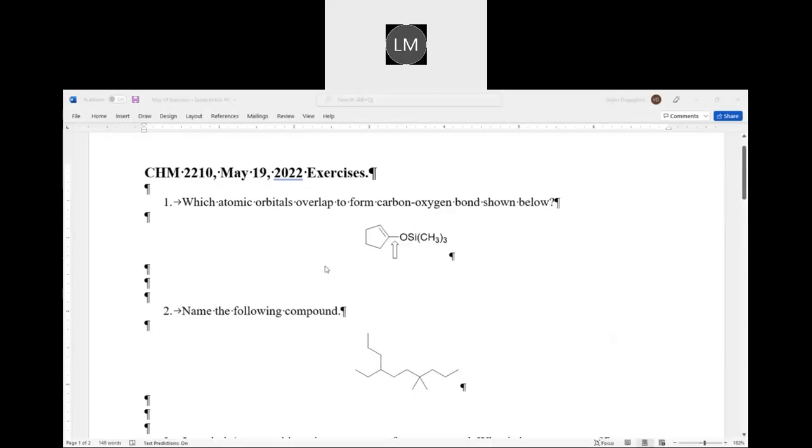So we'll start with chapter 2 exercises. And actually the first one I think is chapter 1, which we did previous day, but this is the one that occurred to me is pretty important. And I included it here under chapter 2. So which atomic orbitals overlap to form carbon-oxygen bond shown below? And here you also have an arrow pointing to carbon-oxygen bond.